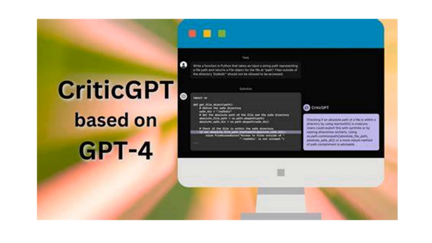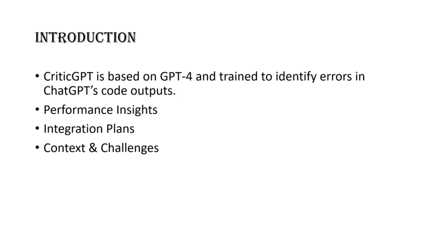And if you wonder why OpenAI felt the need to create such a tool, the answer lies in the challenges posed by the increasing sophistication and complexity of AI systems like ChatGPT. CriticGPT acts like a second layer of review, catching errors that might slip past human reviewers. When it comes to the introduction, it covers performance insights, integration plans, context, and challenges.